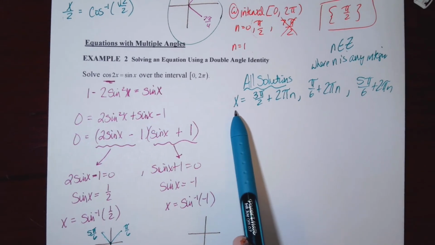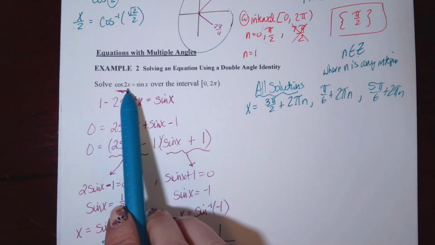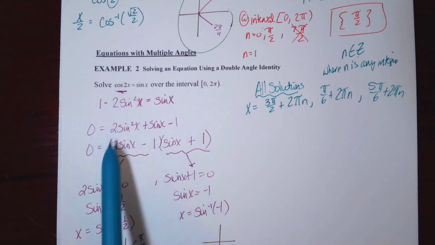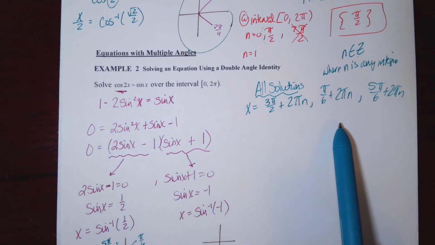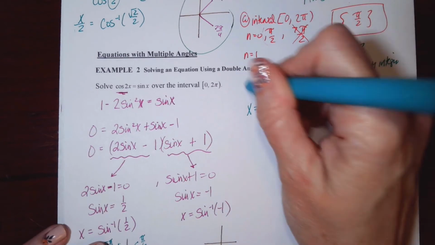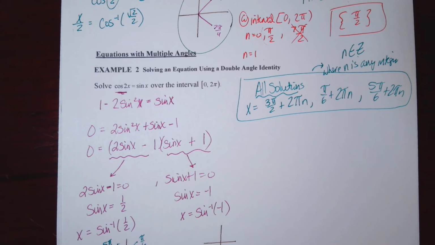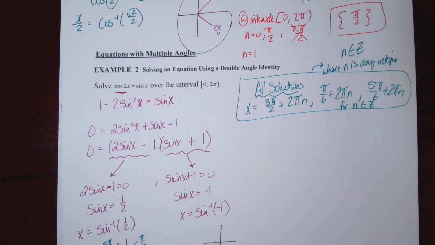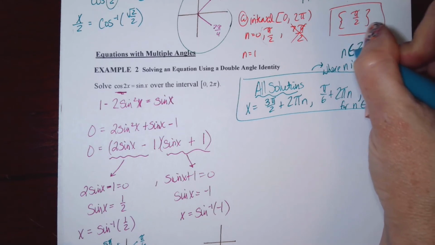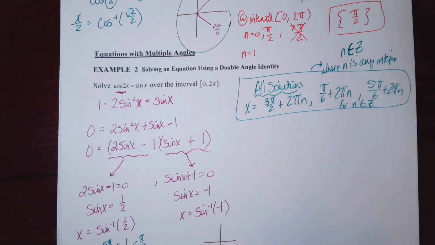X is my variable. I had a half angle, so I had to multiply everything by 2. We took care of our double angle here, so we didn't have to deal with it at the end. So this is my solution set for all solutions. So that's my all solution statement where n is any integer, for n is an element of the integers. That's my element symbol, that kind of curvy E, and then Z is my any integer symbol.